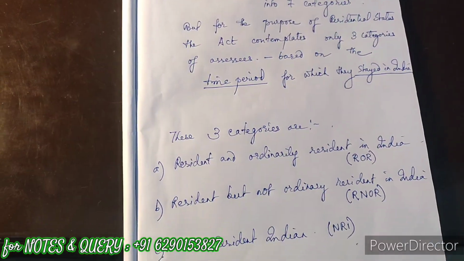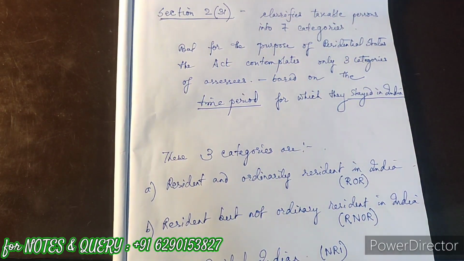Now as you can see, section 2(31) classifies the taxable persons into 7 categories actually. But for the purpose of residential status, the Act contemplates only 3 categories of assessees, like I have just told you. It is based on the time period of their stay in India. So the residential status, broadly, there are 2 categories, they are residents or they are non-residents, and if they are residents, they can be of 2 categories. They are resident and ordinary resident, and resident and not ordinary resident.